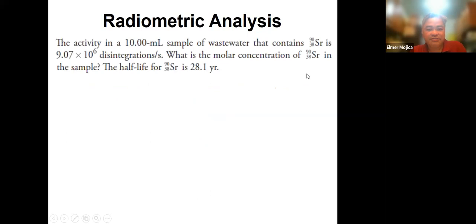So the activity in a 10 ml sample of wastewater that contains strontium 90 is 9.07 times 10 to the 6 disintegrations per second. So what is the molar concentration of strontium 90 in the sample, given the half-life for strontium 90 as 28.1 years? So try nyo nga, may kukunin na ako. Naiwan ko yung notes ko sa printer. Try nyo i-solve.